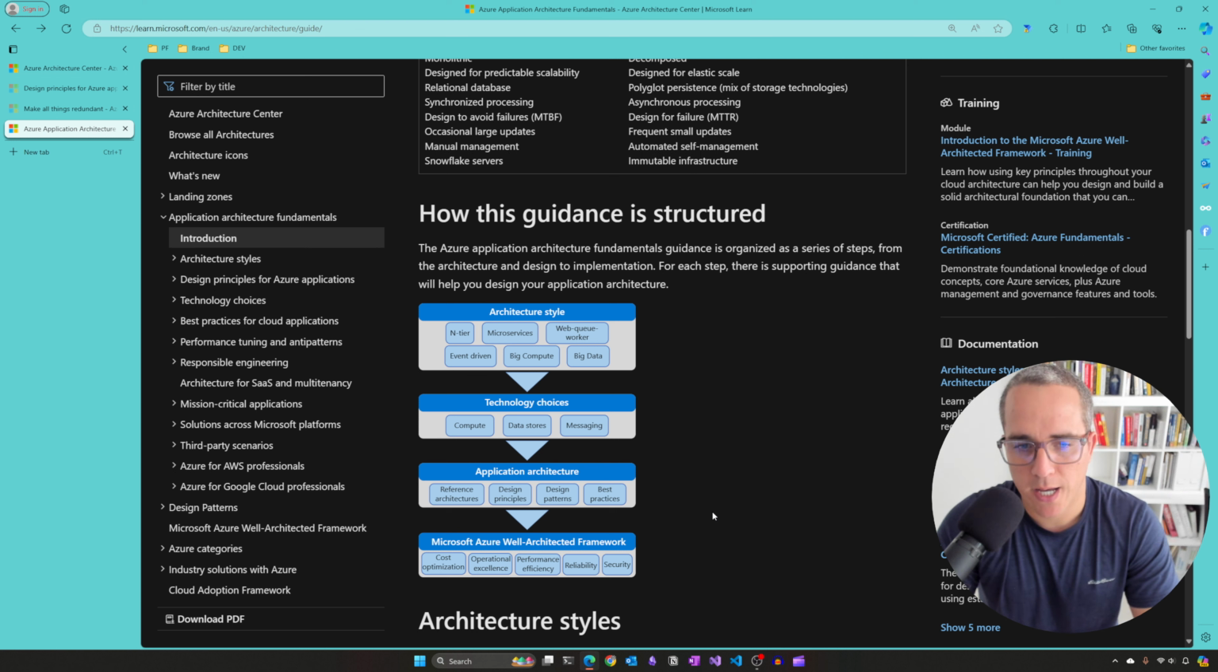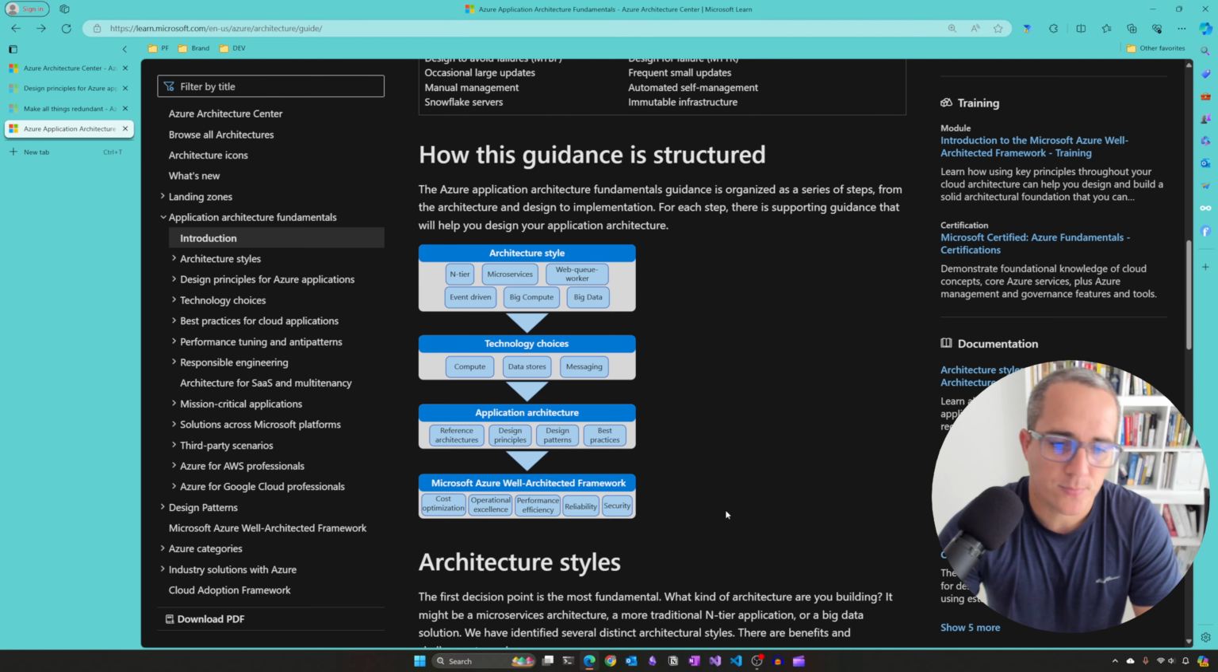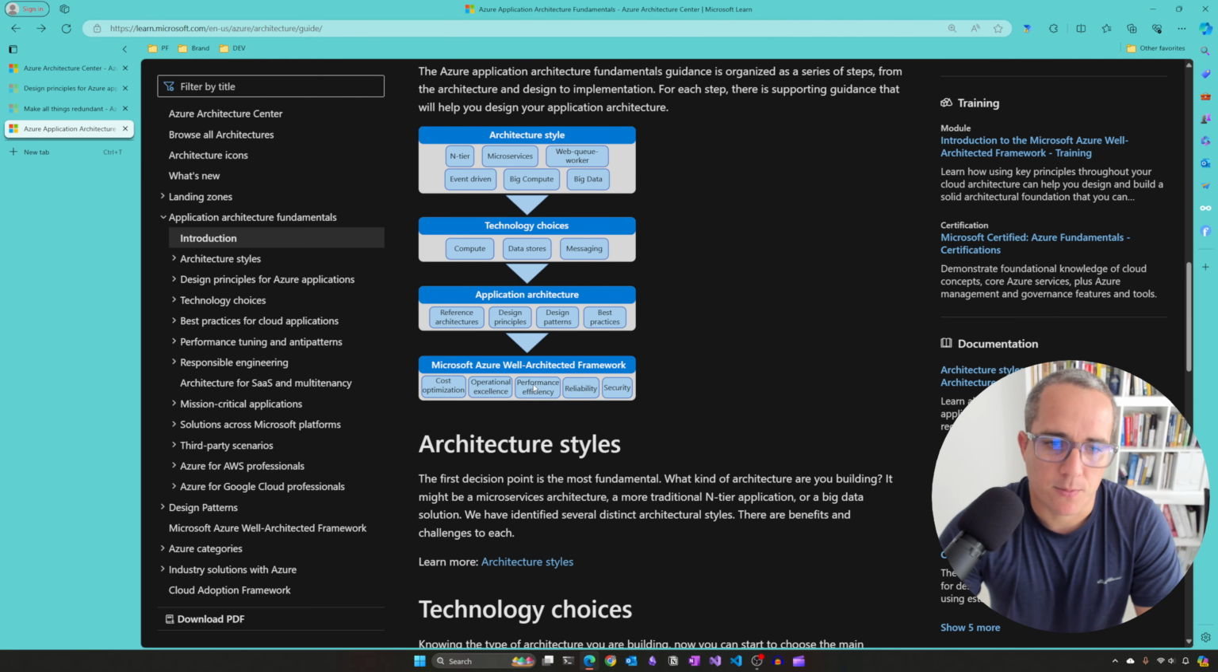Today in this podcast, we're going straight to design principles and design patterns. And very important: cost optimization, operational excellence, performance efficiency, reliability, and security. These topics, by the way, are some of the most important.